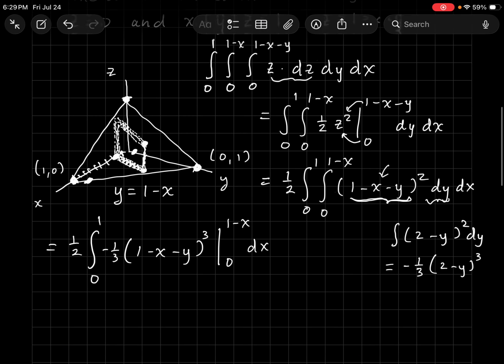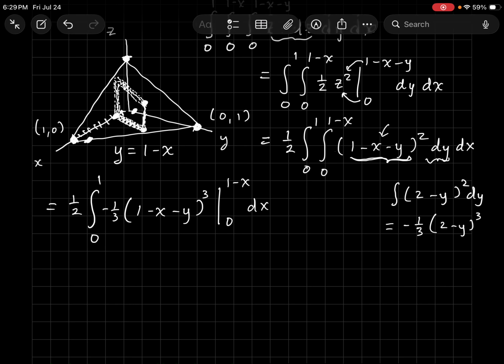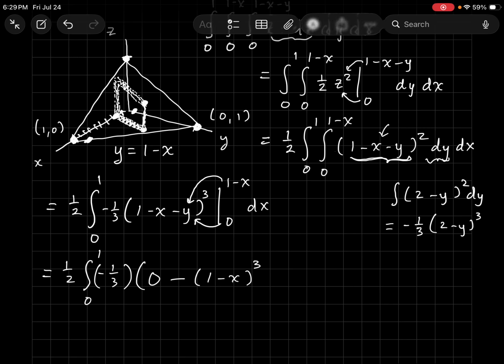So we can plug in the upper y value, giving us 1/2 integral 0 to 1 of, and I'll leave the negative 1/3 here for a little bit longer. If I were to plug in my 1 minus x right there for that y, we would get 1 minus x minus quantity 1 minus x, which would be 0. Minus, plugging in 0 for y, we would get 1 minus x cubed. That is 1 minus x minus 0 cubed dx.